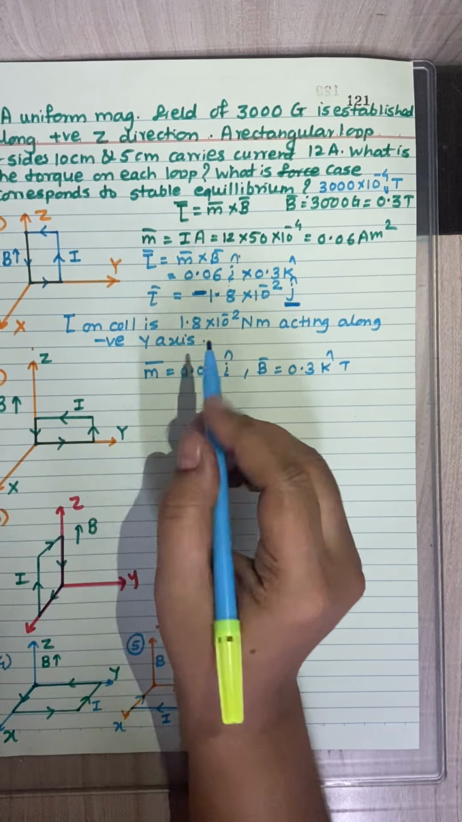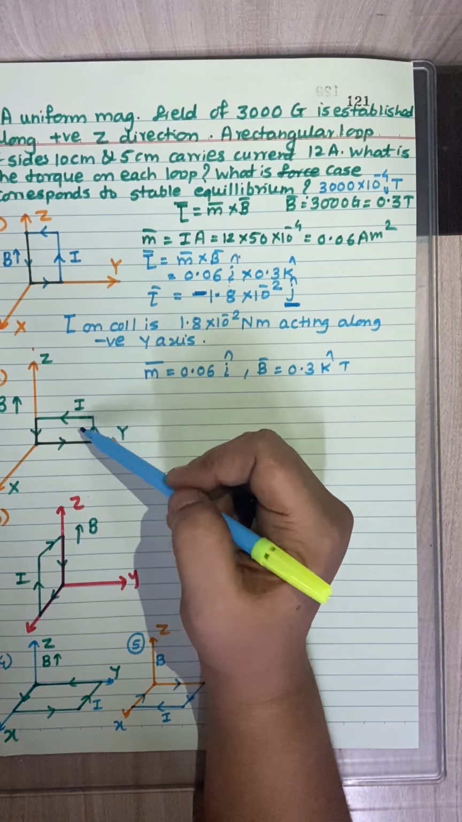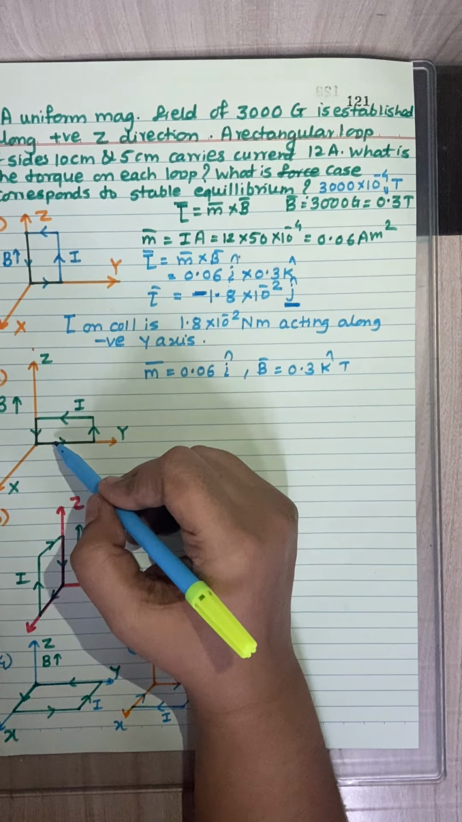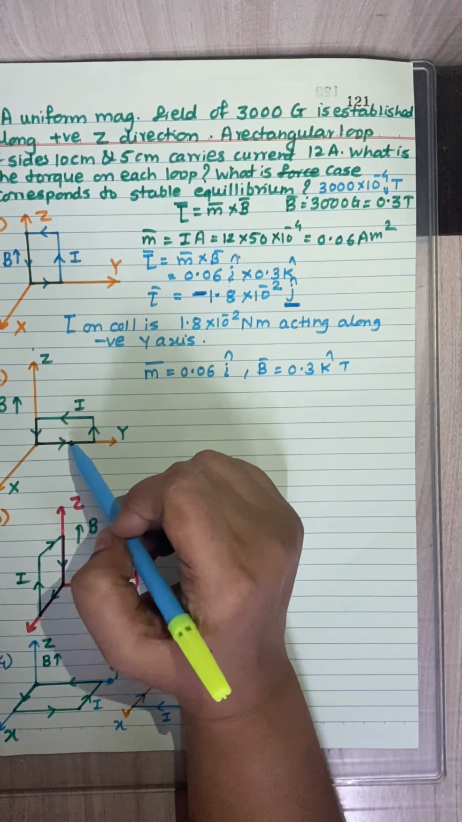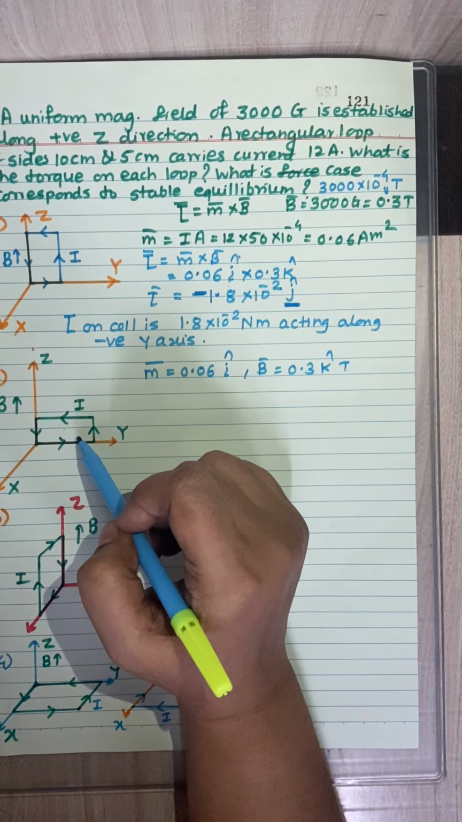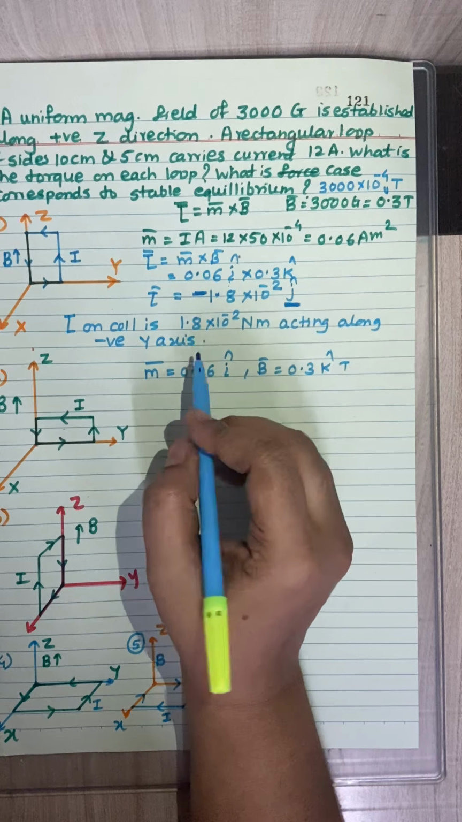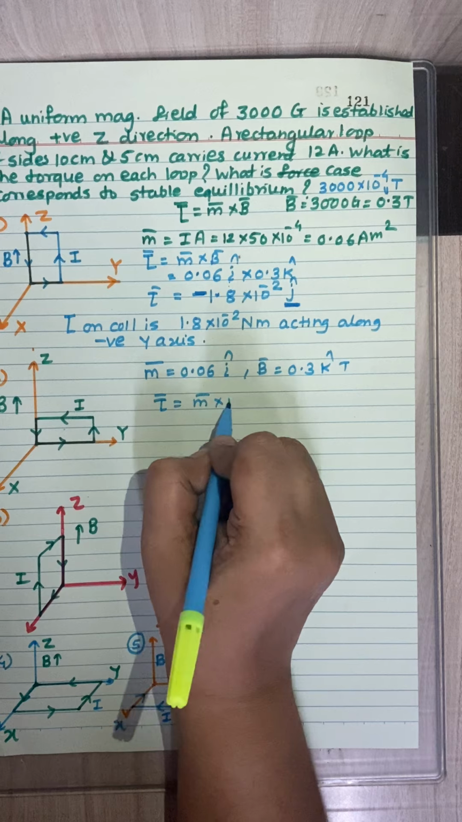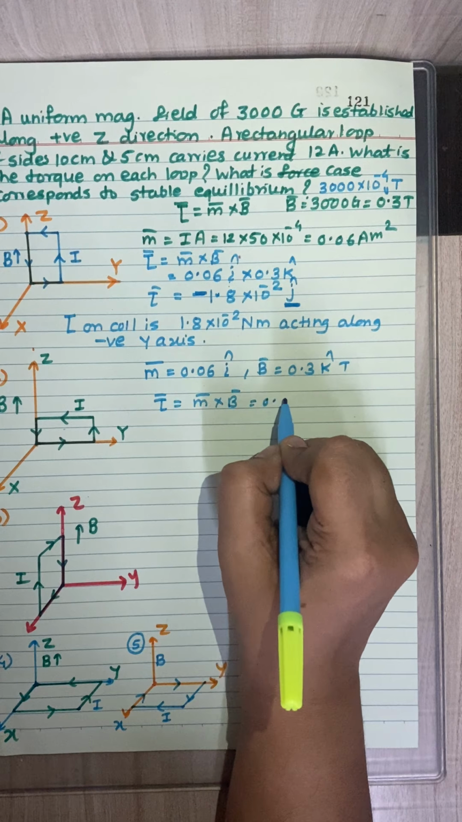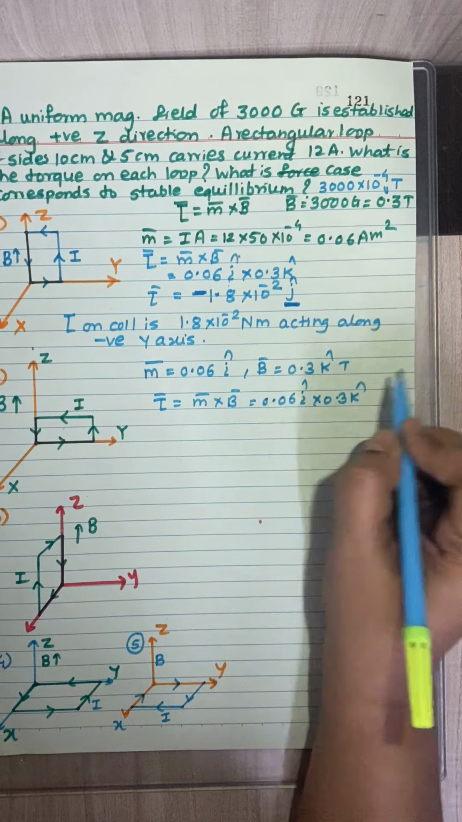Once again the same case is there, because this is the same plane of the coil, and therefore the normal to the coil, which is the direction of the magnetic moment, lies along the x-axis. Only the position of the coil is in a different manner, but the magnetic moment vector is along the x-axis. So once again the torque is equal to M cross B, which is 0.06 i cap multiplied by 0.3 k cap.